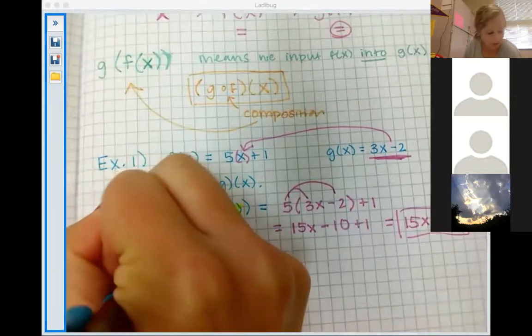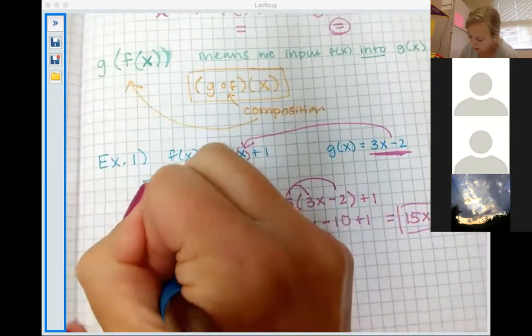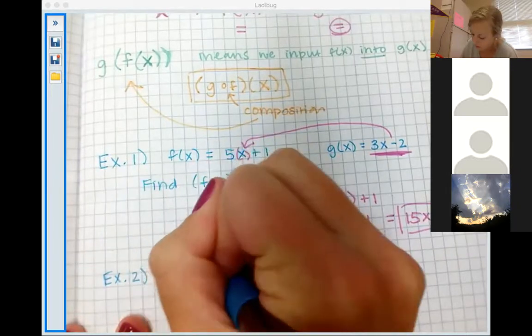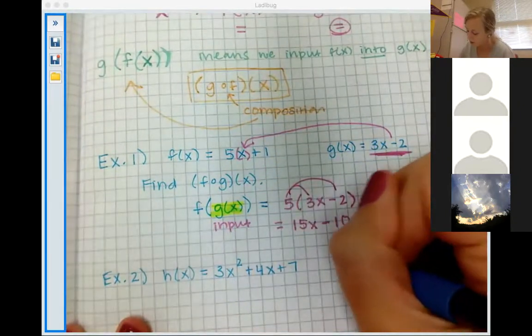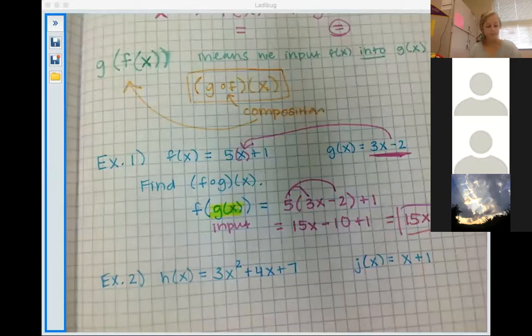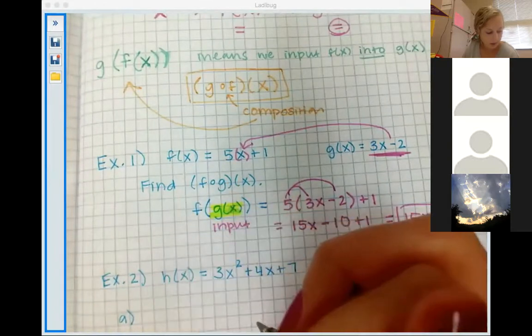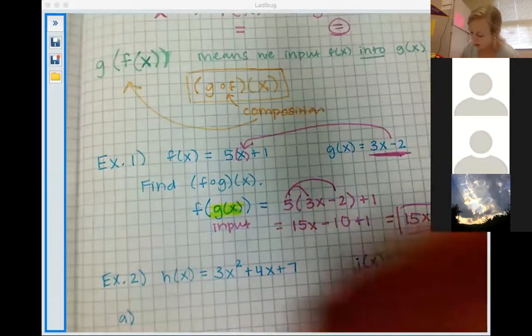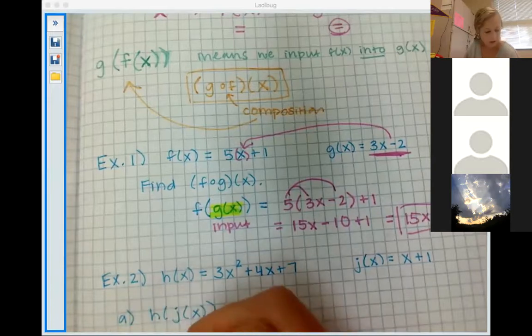Example 2. Same thing. I'm giving you two functions, but I'm going to change the letters. So let's do h of x equals 3x squared plus 4x plus 7. Let's do j of x is x plus 1. And we're going to find two different things this time. So first, let's find h of j of x, and then let's find j of h of x.